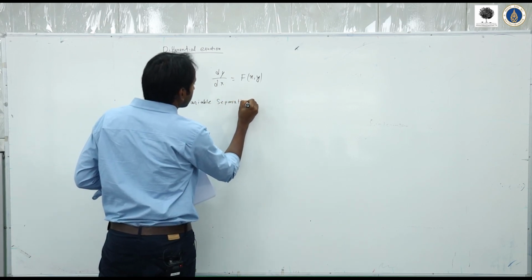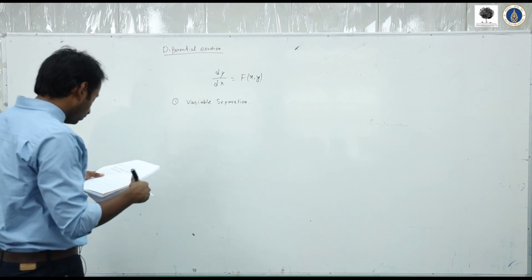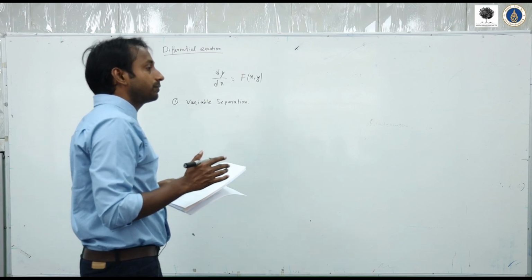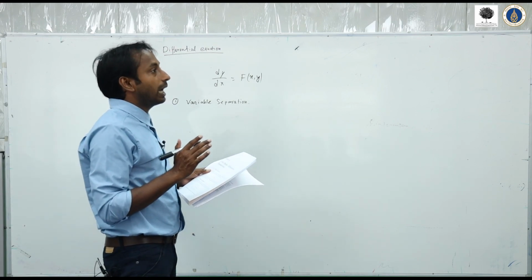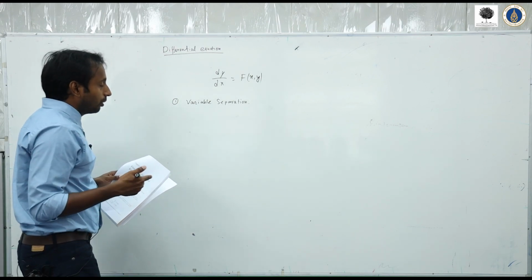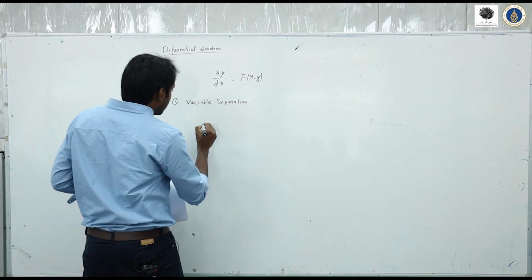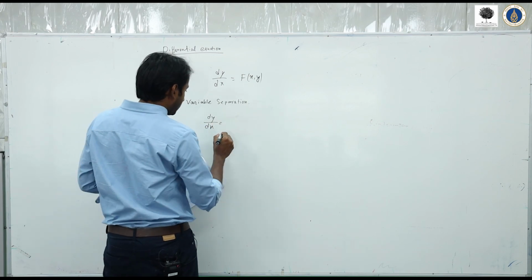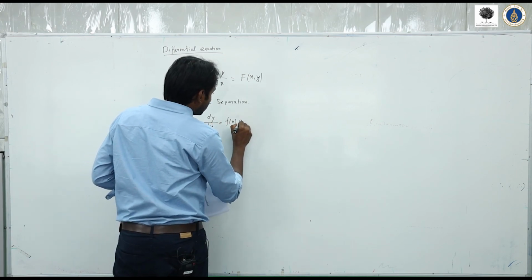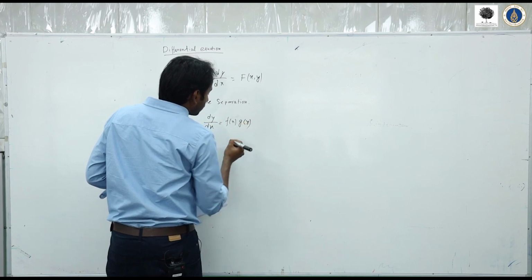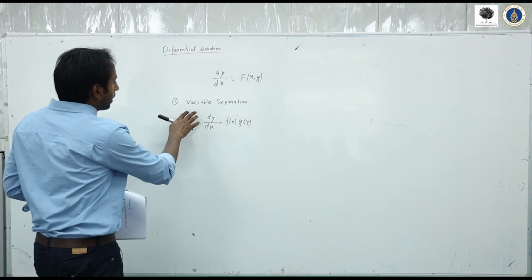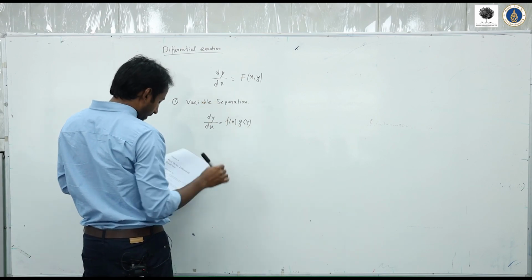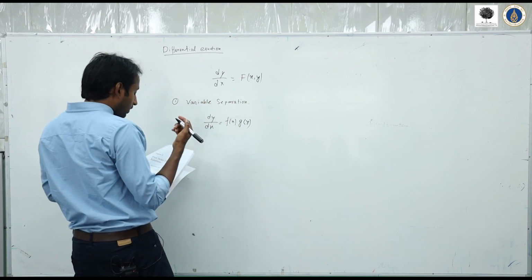So how does this method work? Depending on your differential equation, you will have to adopt different methods to solve it. Suppose you see that your differential equation looks like this: f of x and g of y. So this is a multiplicative function of x and y. In this case you can apply the variable separation method.